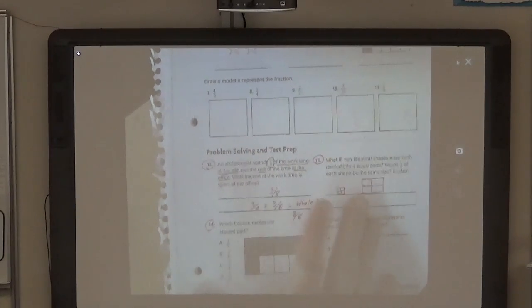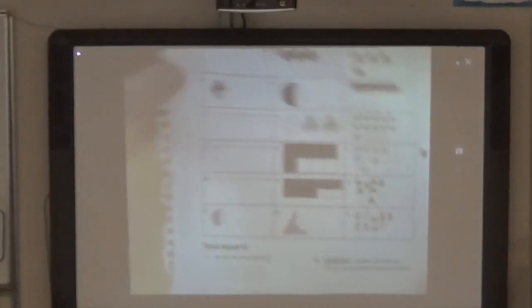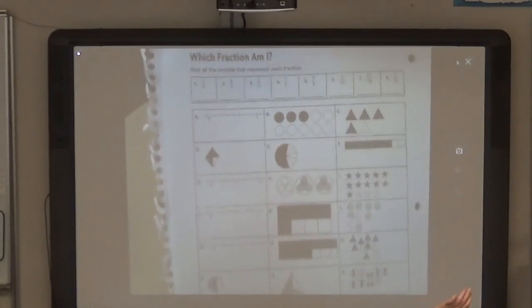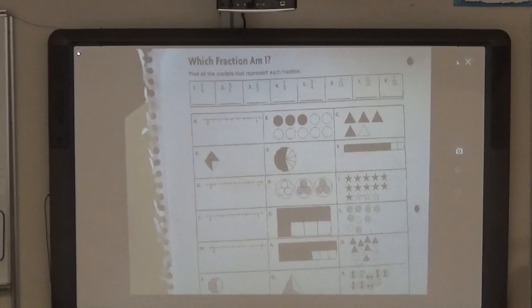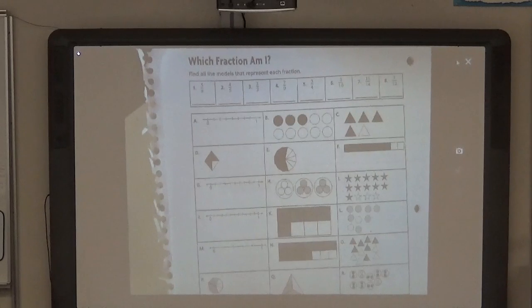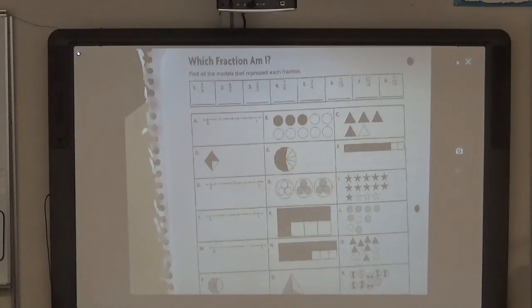And then do 14 and 15 on your own. And then finally, this one. This is the one I want you to do the whole thing. Okay? So this one is identifying the letter for the given fraction. 5/8. Which one is 5/8?